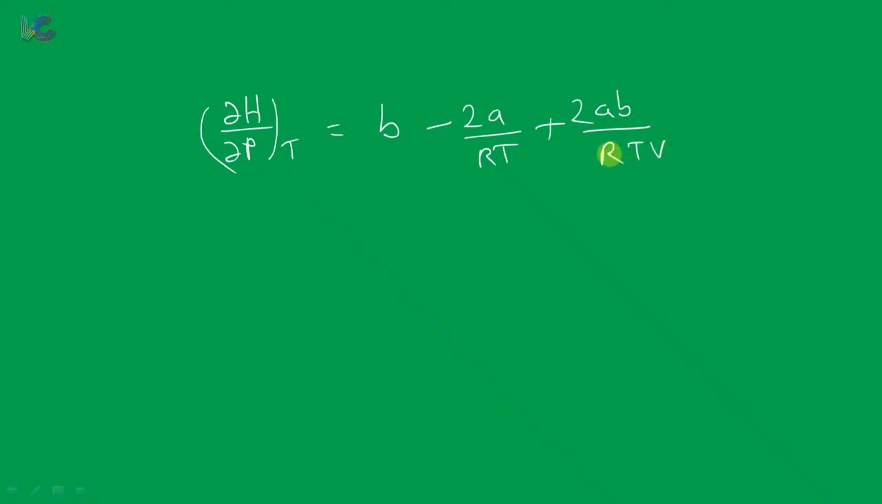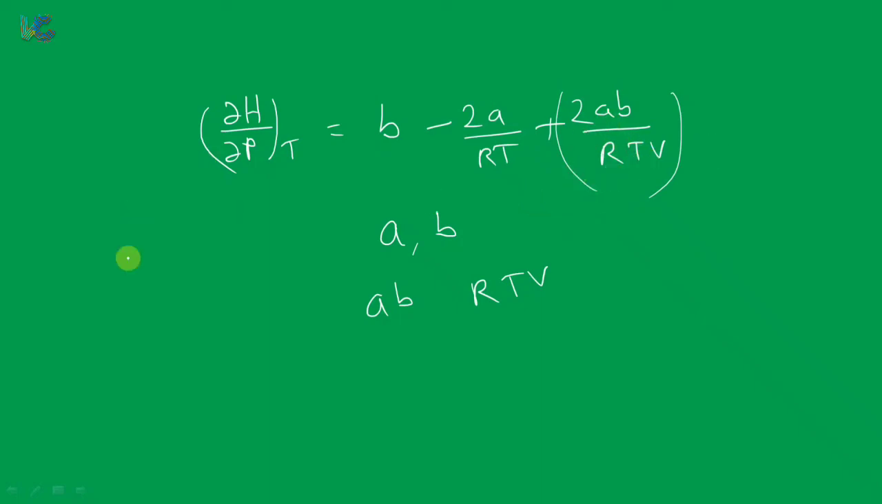Now you know a is small, b is also small, that means if you take ab, then ab is very small in comparison to rtv. So we have to neglect this 2ab by rtv term, because a is very small, b is also very small, that means ab is very small with respect to rtv, so we can neglect this part.